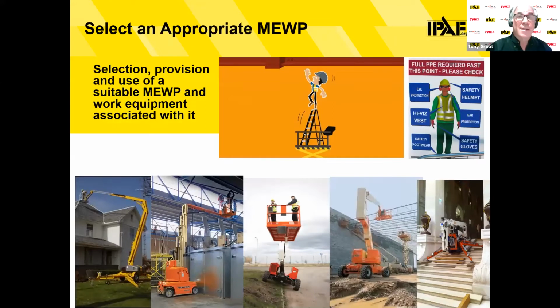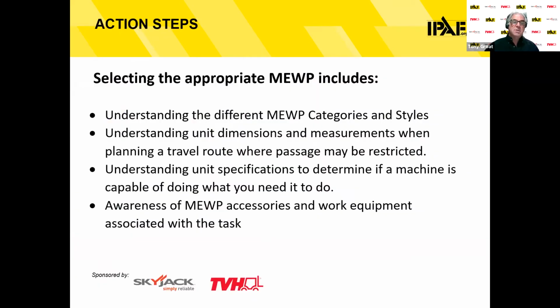Well, here again, as part of that risk assessment is the selection of an appropriate MEWP. And here it is not just the equipment itself, but it is all of the potential accessories that come with a mobile elevated work platform and the equipment associated with it, which could be all of the PPE type of devices, or whether there is guarding that is required around the base of the platform. So again, the action steps: understanding the difference in the MEWP categories and styles, understanding unit dimensions and measurements when planning the travel route where passage is restricted, understanding the unit specific specifications to determine if the machine is capable of doing what it needs to do, and the awareness of accessories and work equipment associated with that task.